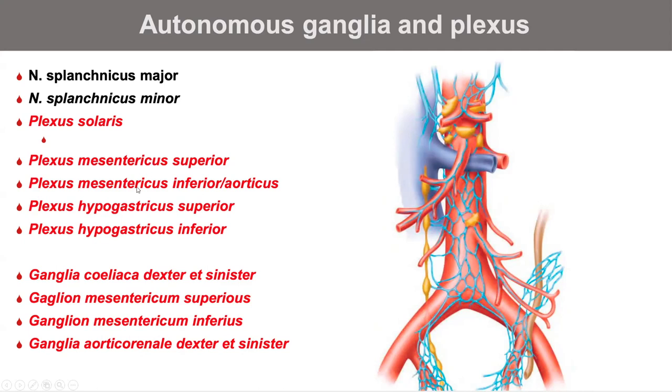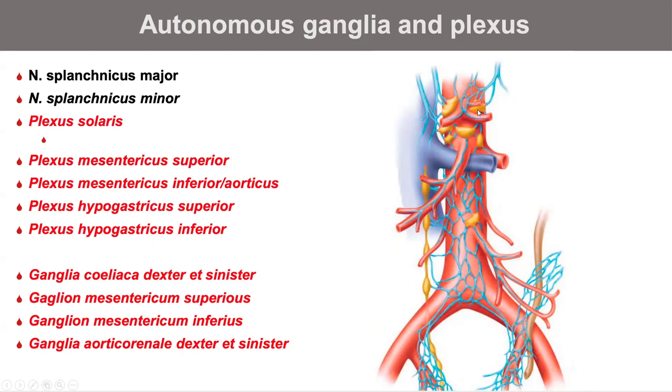Of course, at the level of the superior mesenteric, we have the superior and inferior mesenteric plexus. Here is the inferior mesenteric plexus. And we have the superior and inferior hypogastric. The superior hypogastric plexus is located at the level of the bifurcation of the abdominal aorta into the right and left common iliac, and the inferior hypogastric plexus is located where the internal iliac artery arises from the common iliac vessels.